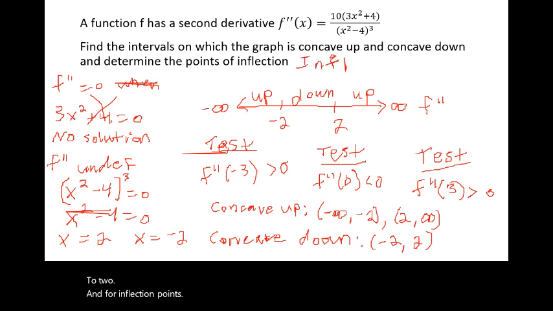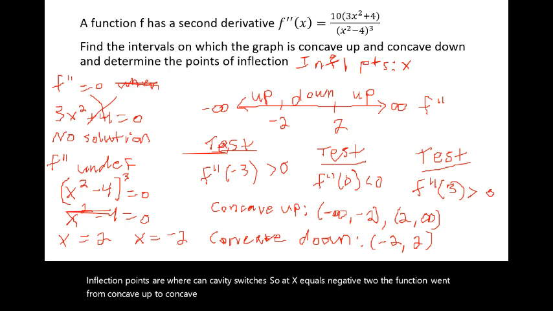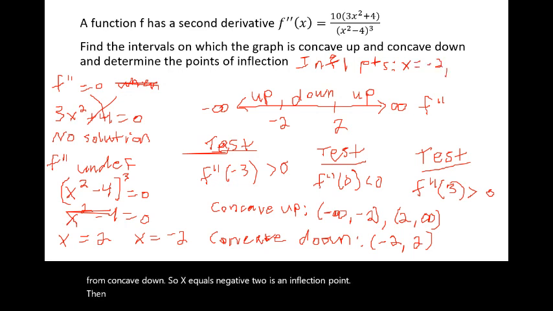And for inflection points, there are two of them. Remember, inflection points are where concavity switches. So at x equals negative 2, the function went from concave up to concave down, so x equals negative 2 is an inflection point. Then at positive 2, the function went from concave down to concave up, so x equals positive 2 is also an inflection point.